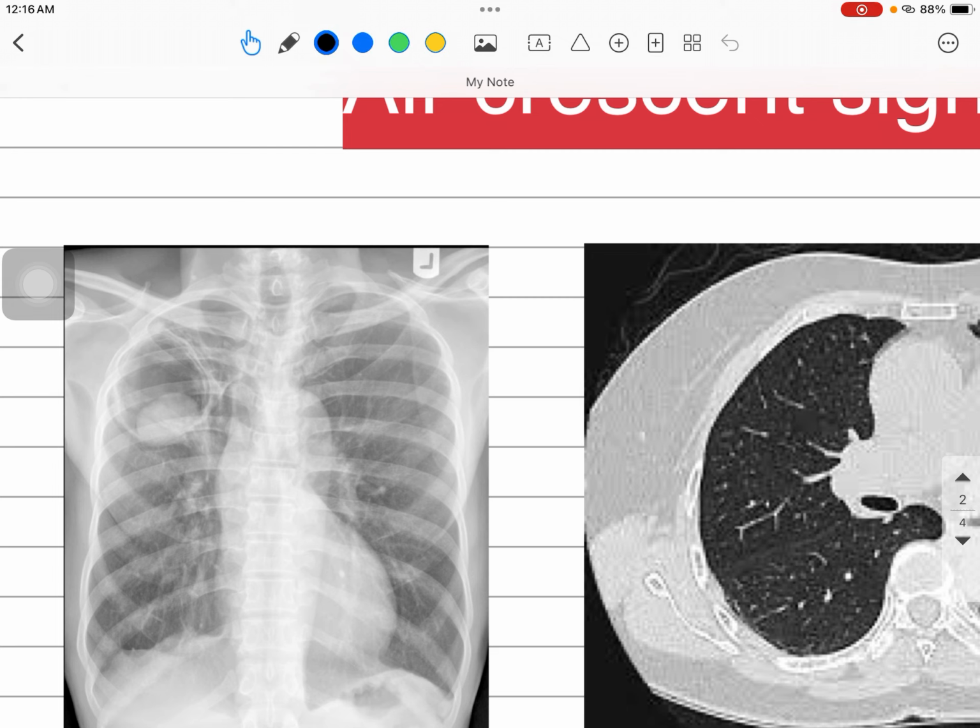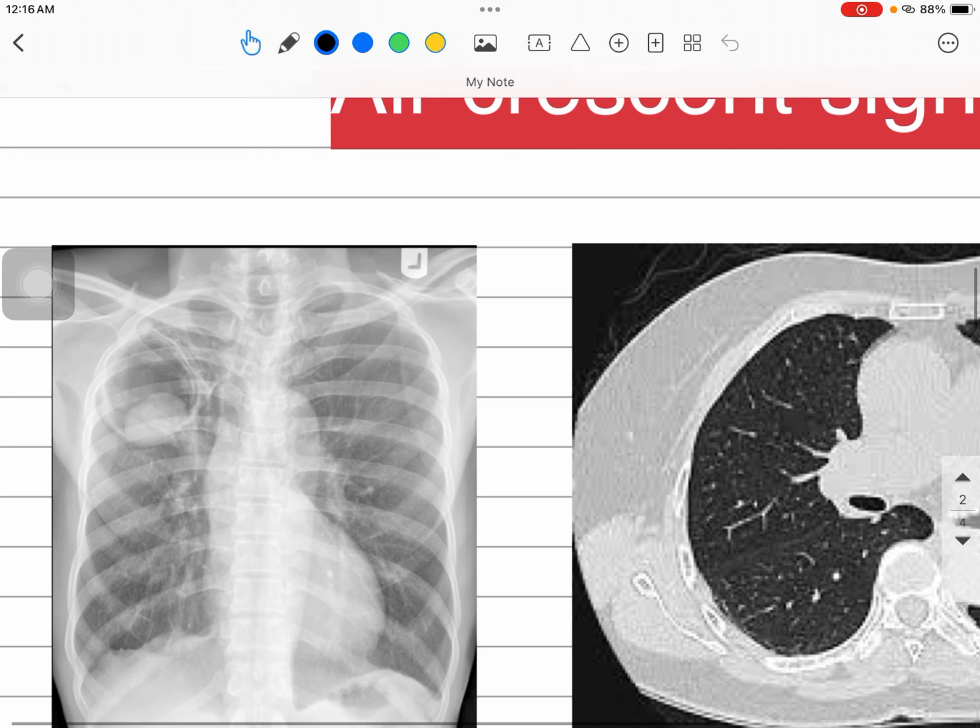For example, here if you look, you can see a soft tissue, right? You can see a soft tissue over here, and surrounding this soft tissue there is a crescent of air, isn't it? This crescent of air has the shape of a crescent, or a half-moon-like structure, and that's why it is called a crescent. So a half-moon-like structure is called a crescent, and that's why it is named the crescent sign.